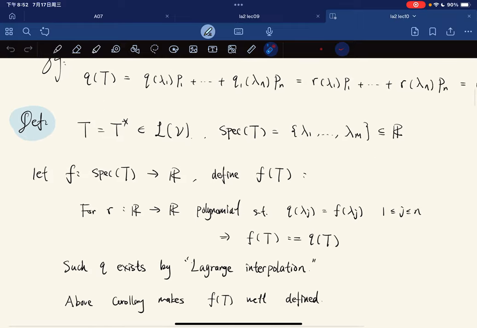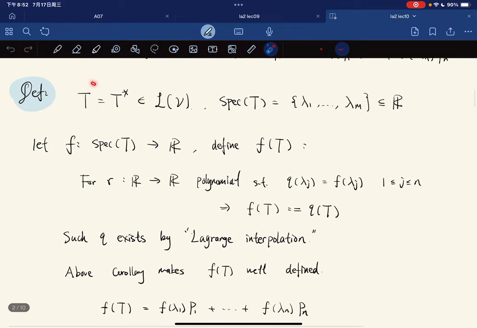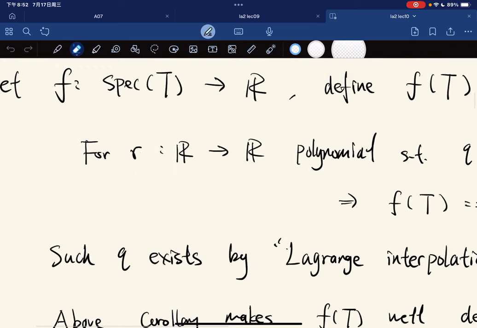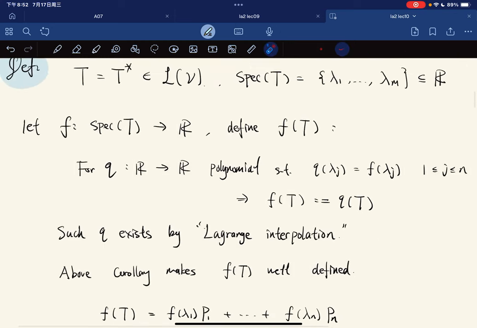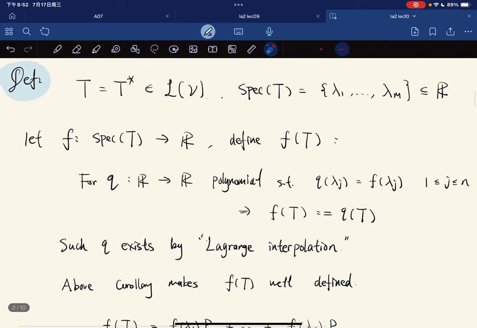So now we can define what we call functional calculus. Given the self-adjoint operator T and its spectrum, let f be a real-valued function from the spectrum of T to R. We define f of the operator T as follows: for any polynomial q such that q of lambda j is equal to f of lambda j, such a polynomial exists by Lagrange interpolation, and we define f of T to be just the polynomial q of the operator T.